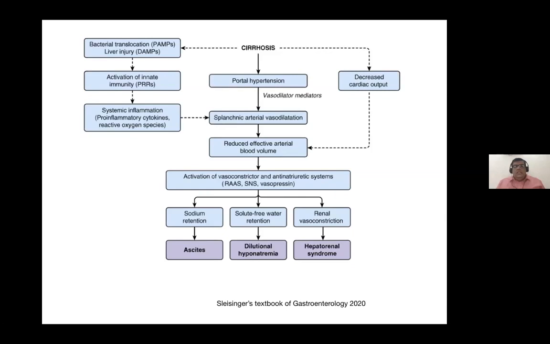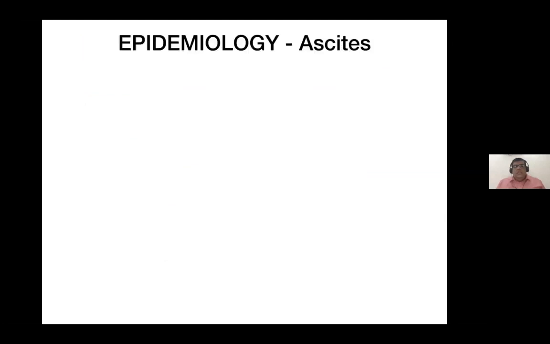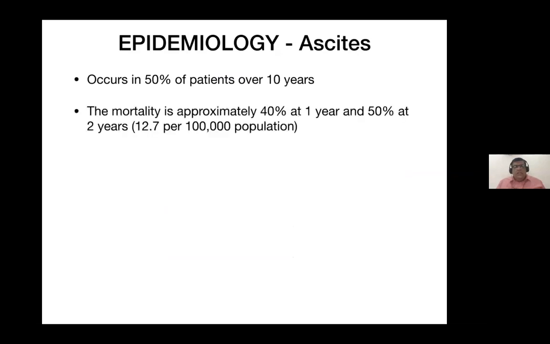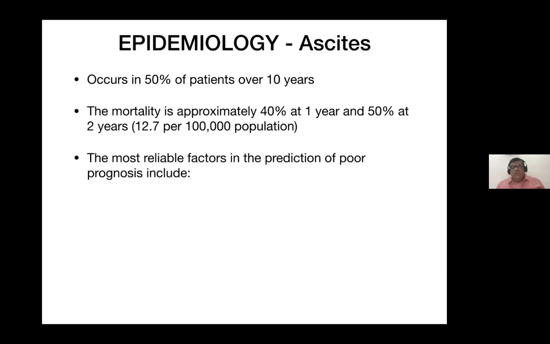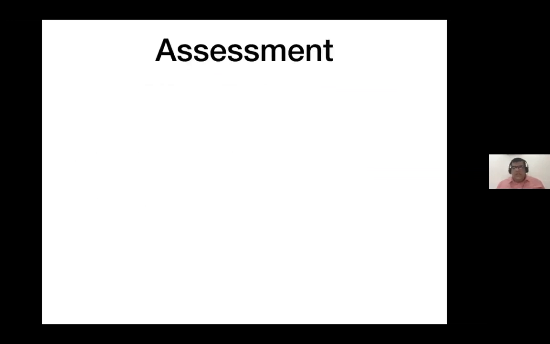Ascites occurs in 50% of the patients over 10 years of development of cirrhosis. The mortality is approximately 40% at 1 year and 50% at 2 years after development of ascites. The most reliable factors in the prediction of poor prognosis are hyponatremia, low arterial pressures, increased serum creatinine, and low urinary sodium. So let's come to how we actually assess a patient who comes to us with ascites.